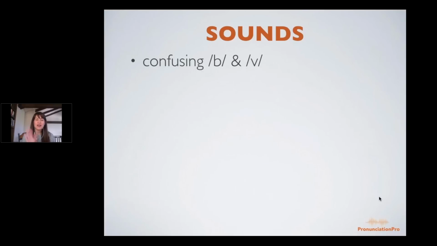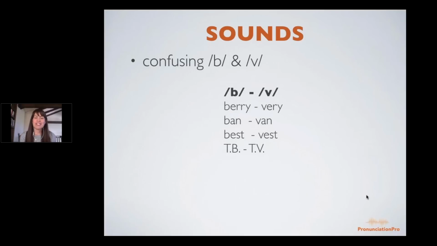All right, our next one, confusing B and V. This is all about mouth position. All right, B, ba, ba, ba. What happens is a lot of words with V, va, va, va, V sound. We're not getting our teeth on our bottom lip.